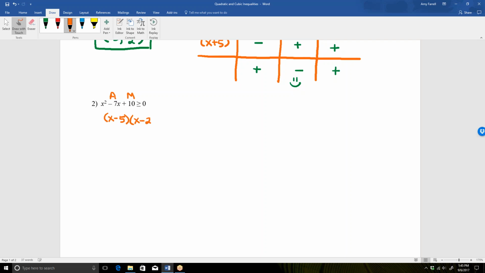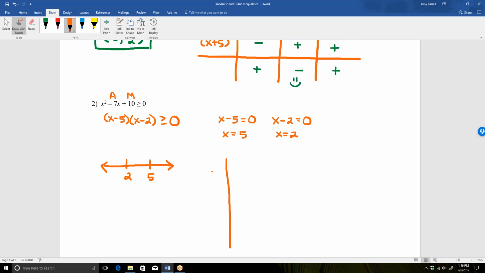So I can factor this trinomial on the left-hand side of this inequality into x minus 5 times the quantity x minus 2. Just as I did with the last problem, I'm going to solve the corresponding equation, and I'm going to plot the two solutions that I get on a number line. When I solve, I get that x equals 5 or 2. I'm going to plot those points on a number line. Got to make sure I put them in numerical order. 2 is smaller than 5, so it's going to go to the left of 5.